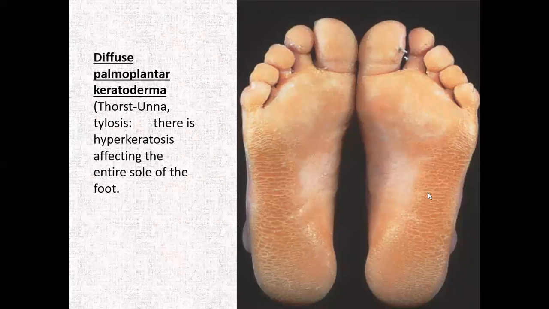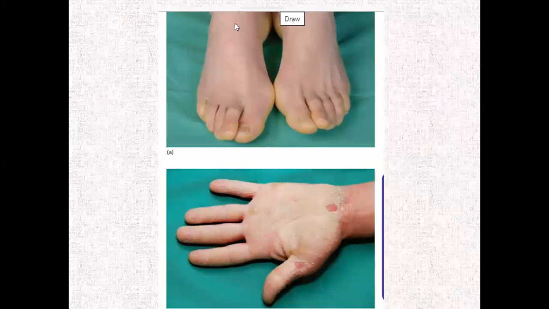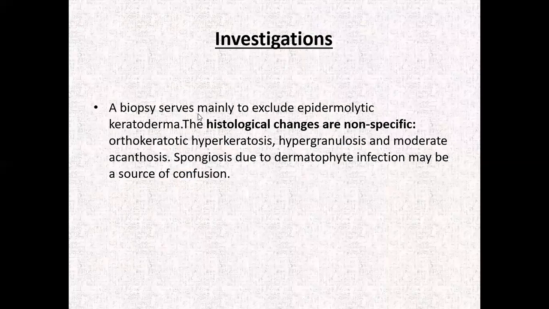So this is a diffuse palmoplantar keratoderma that is seen in Thost Anna type. There is hyperkeratosis involving the whole sole of both the feet. And you can see the maceration that occurs in these type of keratodermas because of absorption of water. Biopsy served mainly to exclude the epidermolytic keratodermas. The histological changes will be orthokeratotic hyperkeratosis, that is thickened stratum corneum. There is hypergranulosis and moderate acanthosis. If dermatophyte infection is seen, then we have to exclude them by the appropriate stain.